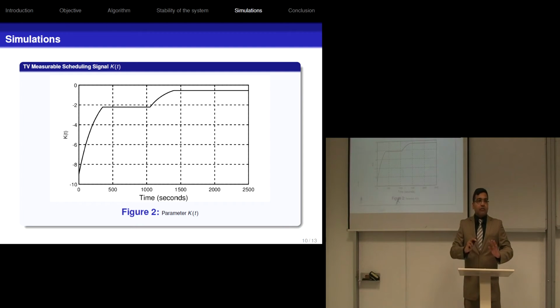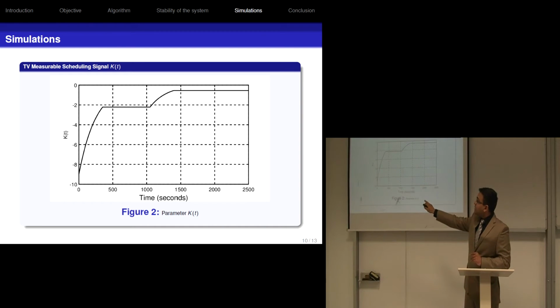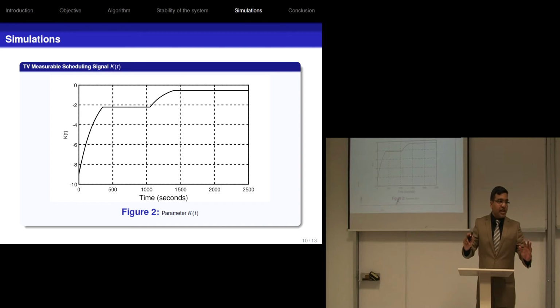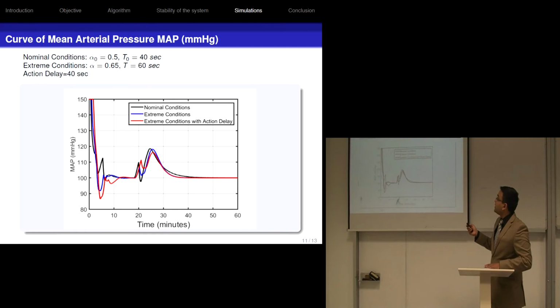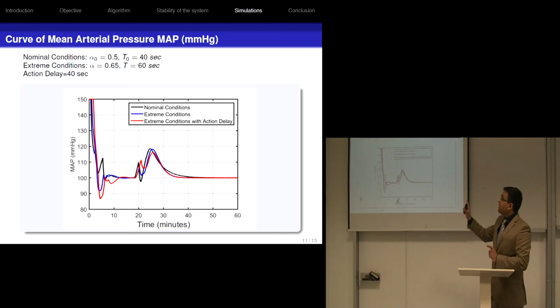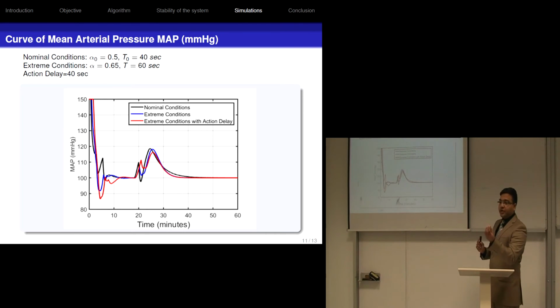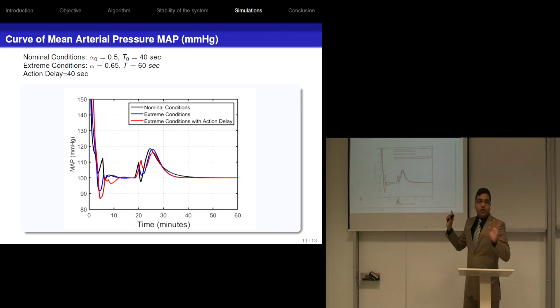I said, okay, my time variation is this one. My patient's sensitivity to the drug is changing from -9.5 to -0.25. This is the worst case situation that I have taken. In actual, it's not like that. It's worst case. First of all, for each patient, I will take this K that is changing in this manner. For the first simulation, I have taken the nominal or average values, that alpha naught is 0.5 and T0 is 40, and I see everything is so far so good.